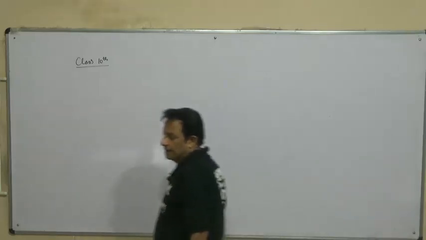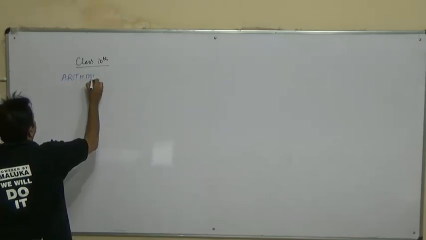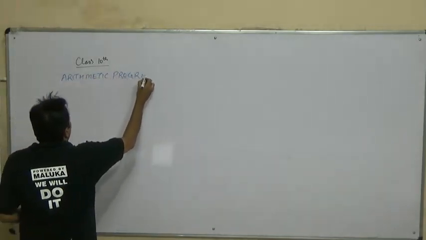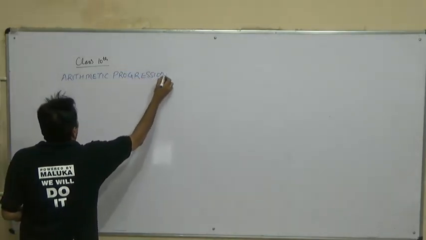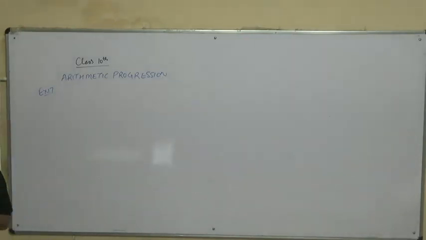Okay, then the next question is, so the topic is arithmetic progression. So example 17th is, so what do you want to get? Find 4 numbers in AP whose sum is 20 and sum of whose squares is 120.